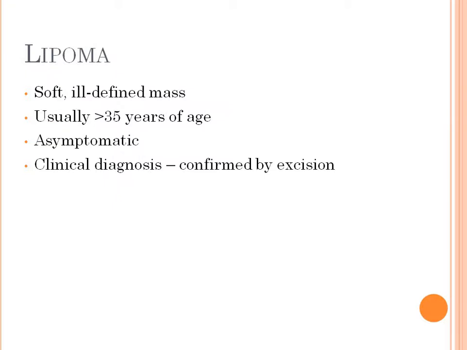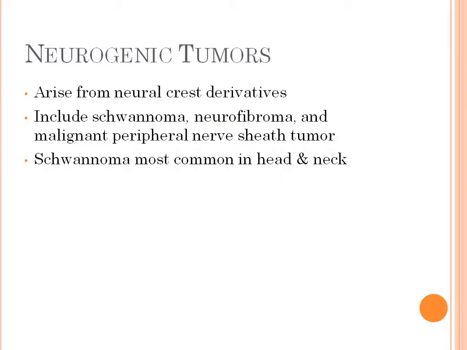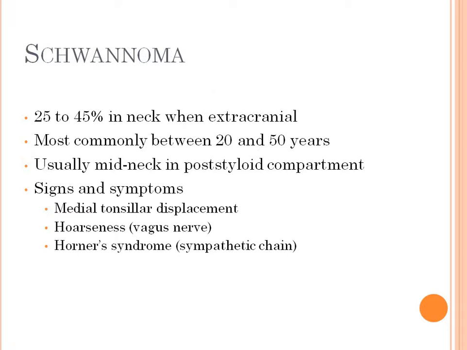Lipoma is a soft, ill-defined mass, usually in patients greater than 35 years of age. Asymptomatic, clinical diagnosis confirmed with excision. This is a lipoma. A neurogenic tumor arises from neural crest derivatives. These include schwannoma, neurofibroma, and malignant peripheral nerve sheath tumors. Schwannoma is the most common in the head and neck, 25 to 45% in the neck when extracranial. Most commonly between 20 and 50 years, usually mid-neck in the post-styloid compartment. Signs and symptoms: medial tonsillar displacement, hoarseness due to vagus nerve involvement, and Horner syndrome due to sympathetic chain involvement.